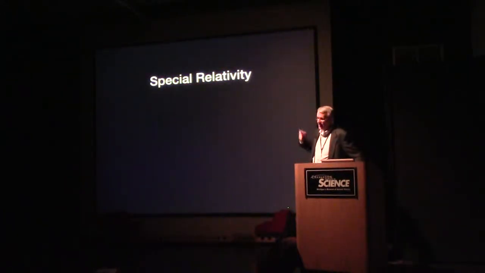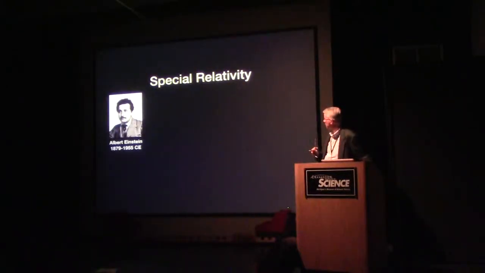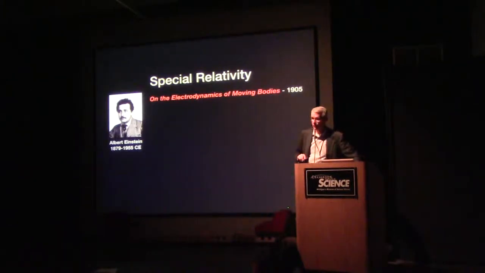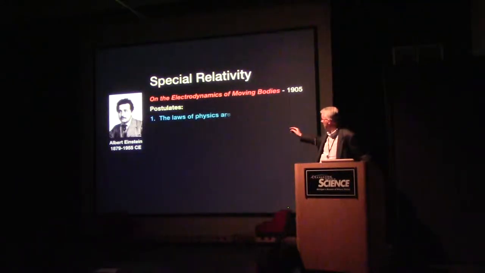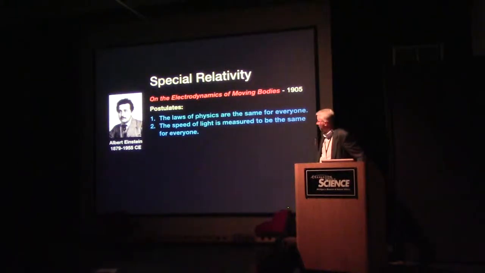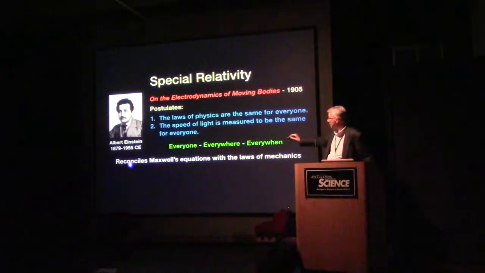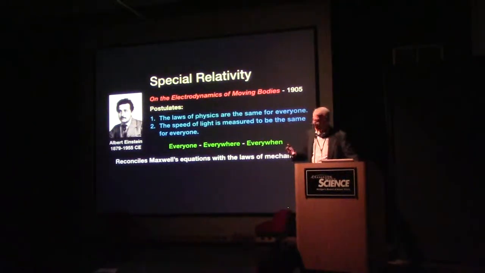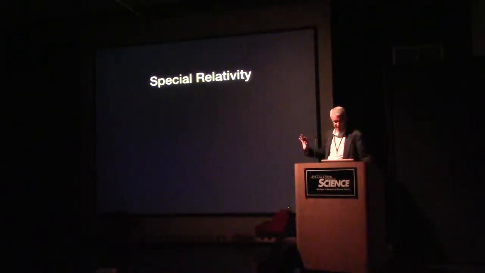Okay, so Einstein comes along, and in 1905, he puts out his paper on special relativity, on the electrodynamics of moving bodies, right? So his postulates are, number one, the laws of physics are the same for everyone, and number two, the speed of light is always measured to be the same for everyone. And I've added in everyone, everywhere, and every when. And you'll see why I added in every when in a moment. But what this does is it reconciles Maxwell's equations with the laws of mechanics, right? So he is not yet tied in gravity.